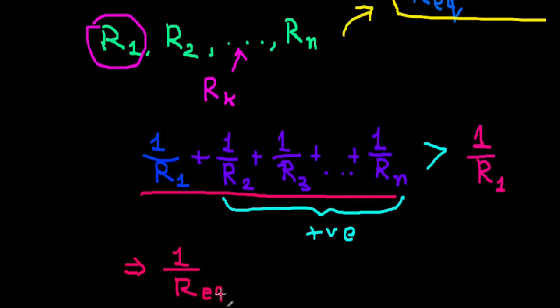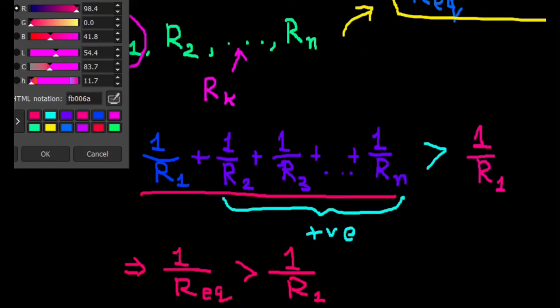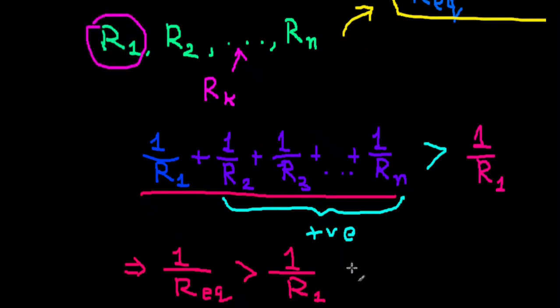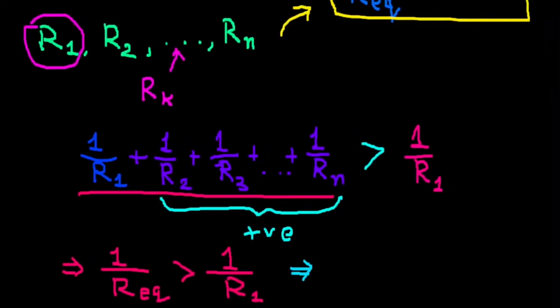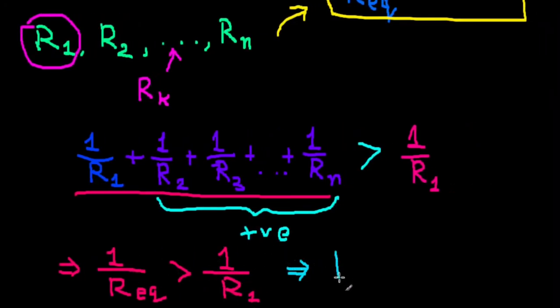It's the reciprocal of the equivalent resistance. So this is going to be greater than, I haven't really done anything with the inequality yet, so this is going to be greater than 1 by R1. Now, if I take the reciprocal of both sides, and we know that if you take a reciprocal of an inequality, you need to flip the sign. So if I take a reciprocal of this, what I get is R equivalent is going to be less than R1. So I said that R1 is the smallest resistance, but you could also say it's any resistance.